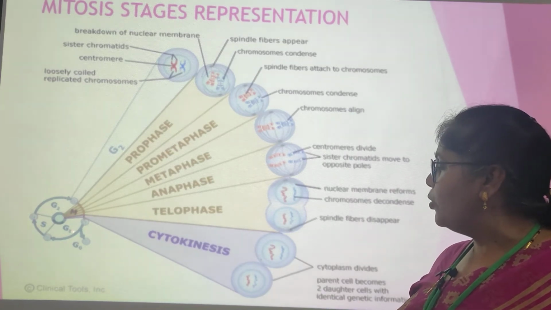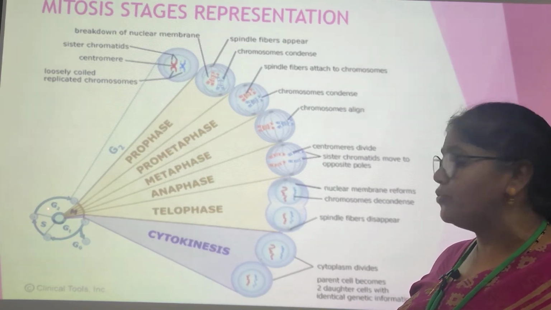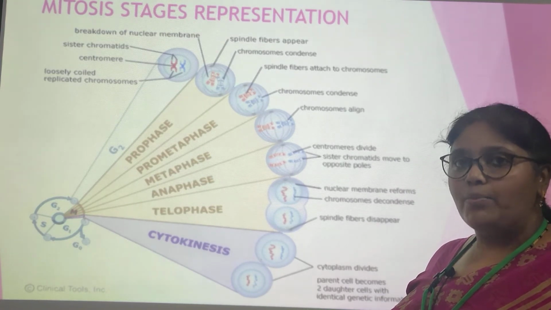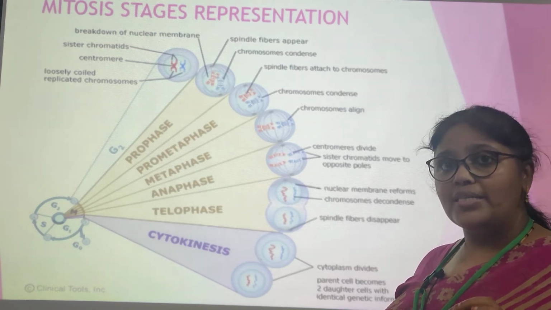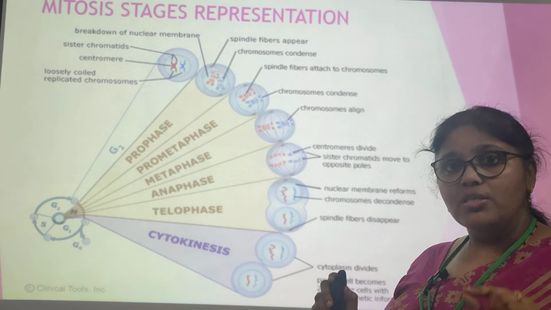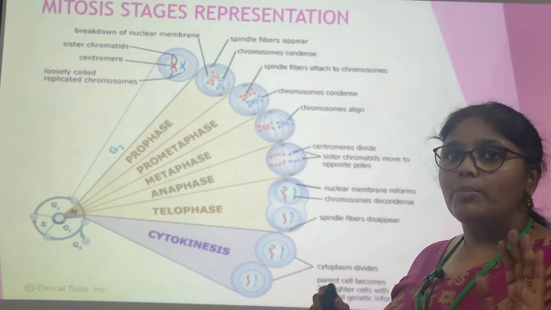So within the cell cycle you have the G1 phase, synthesis phase, G2 phase, followed by the M phase. Today we are going to deal with the stages of the M phase. What is this M phase? It is called the mitosis phase, which is the cell division phase. This mitosis takes place in what are called the normal body cells.